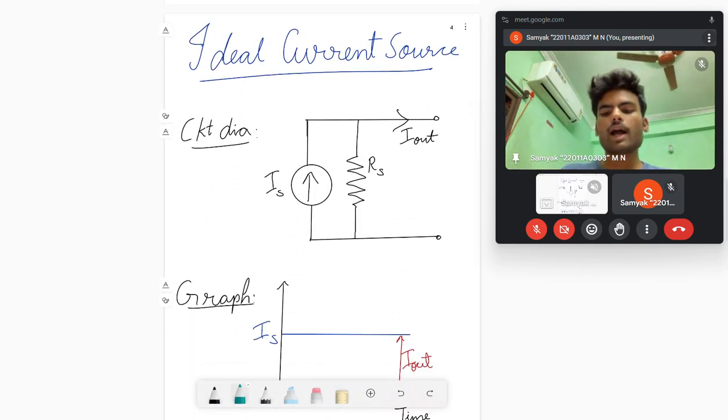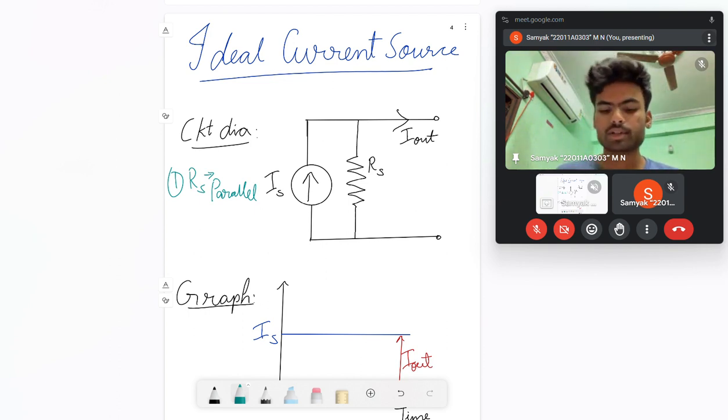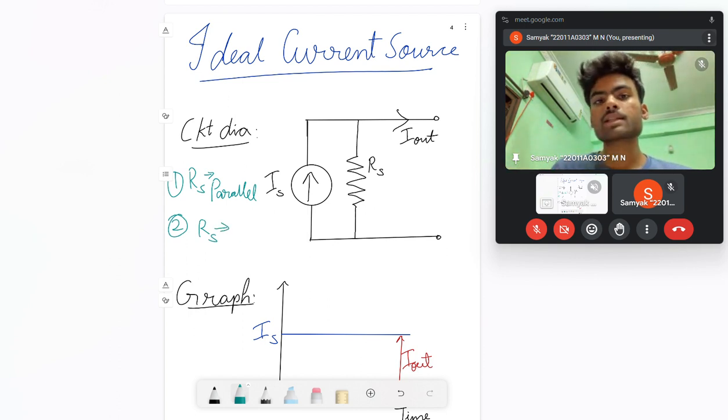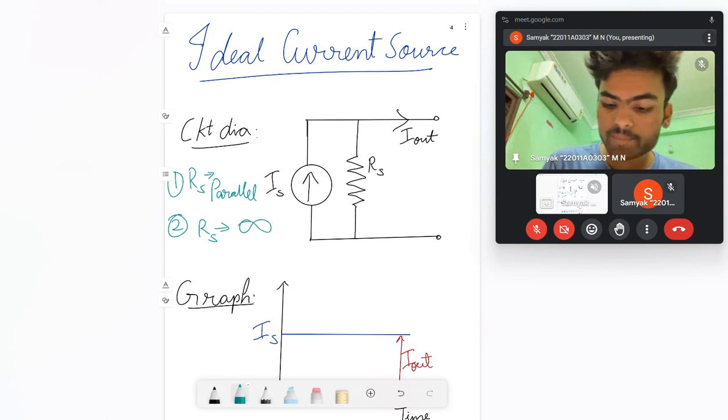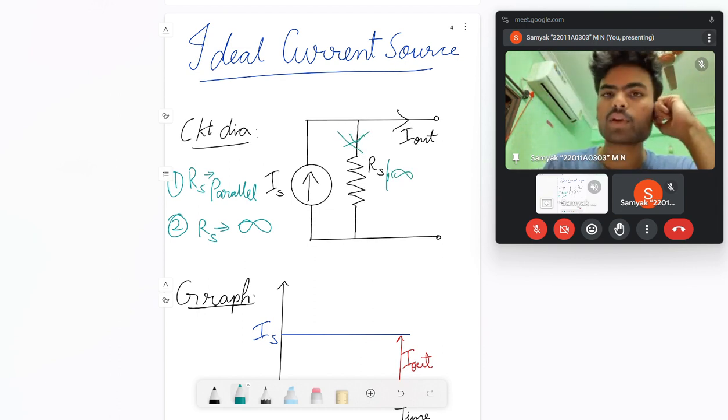Now, coming to ideal sources of current. In an ideal current source, again, there are two things that we need to remember. First one is that the resistance is connected in parallel to the current source. Second one is that the value of resistance, the magnitude of resistance, is going to be infinity.